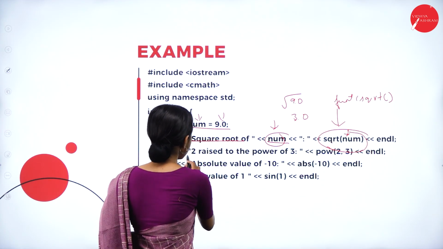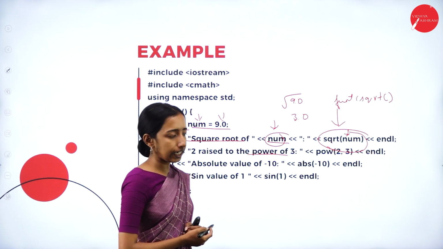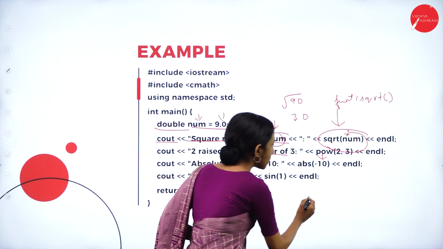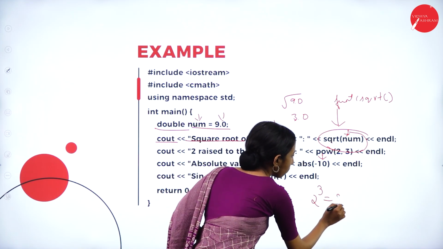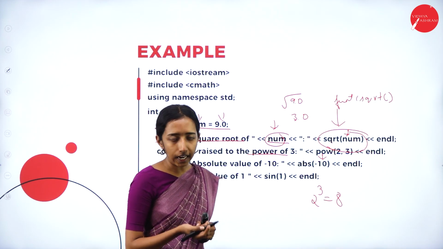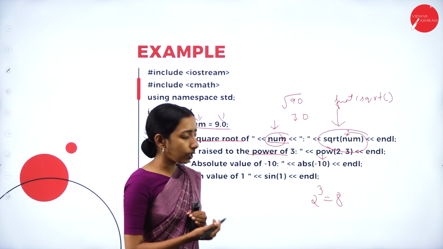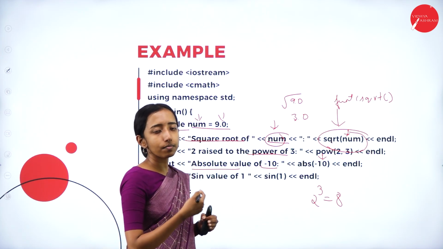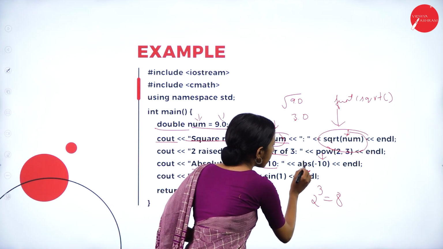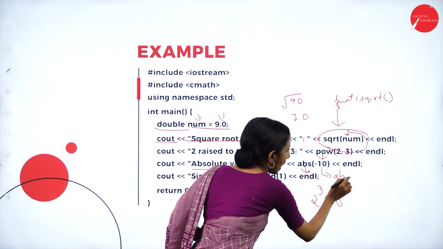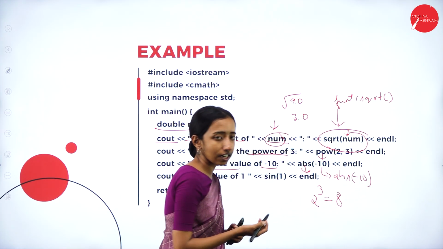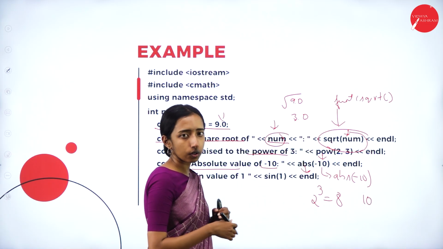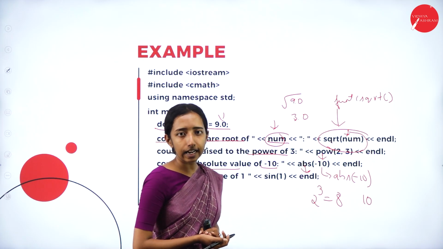Next we have cout of 2 raised to the power of 3. We are passing pow of 2, 3. The base will be 2 and the exponent will be 3, and the value will be 8. So 2 to the power of 3 is 8, and we will get the value 8 in the output. Next we have the absolute value of minus 10. It will take the function abs with minus 10, which I am giving directly. In the output screen we will get the value 10. Absolute removes the negative and gives 10 as the output.